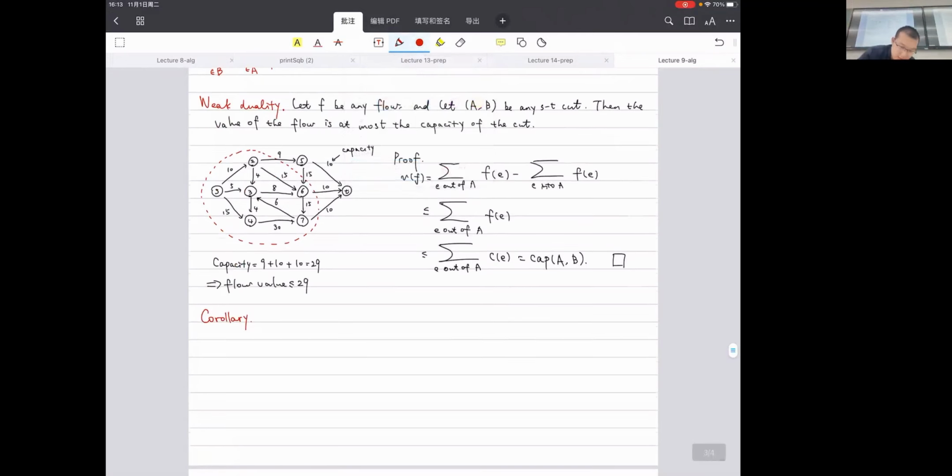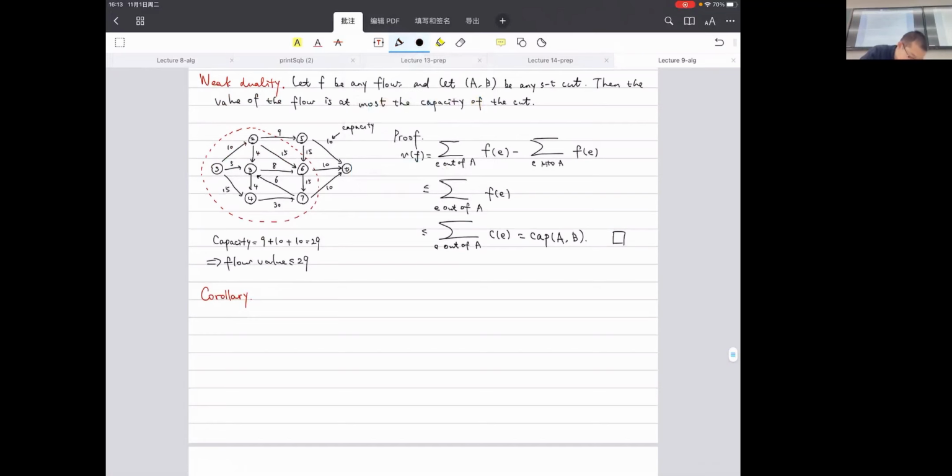Let f be any flow and (A, B) be any cut. If we can find a flow and a corresponding (A, B) cut such that v(f) equals the capacity of (A, B), then we are sure that f is a max flow. And on the other hand, (A, B) is a min cut.